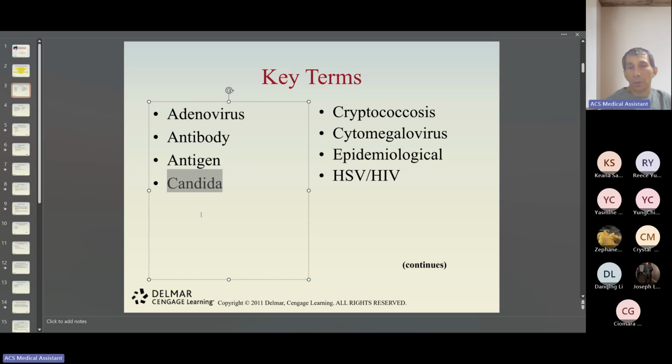Very simple questions about this. So you have to be familiar. Any questions? Because we are done with this chapter. We are done with the module.